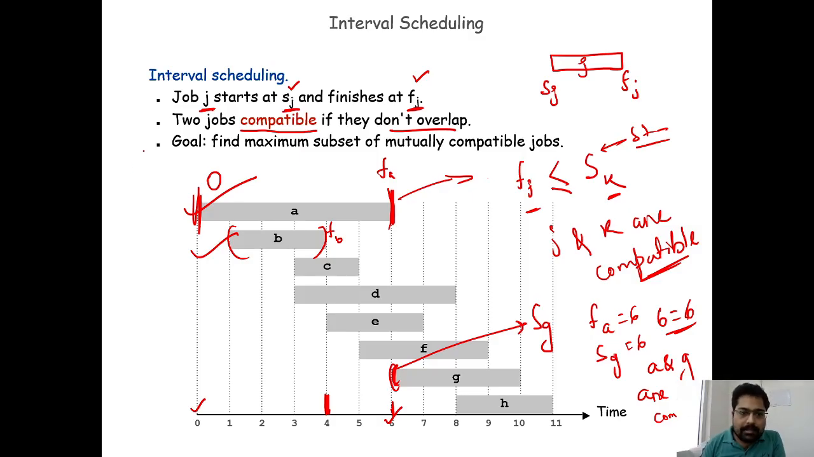So our target here, the goal is set: find the maximum subset of mutually compatible jobs. Means we need to find out the maximum number of mutually compatible jobs. Okay, so here you can say if I am picking a, the compatible will be g, and if a and g are selected, no more jobs could be selected based on the starting time. Suppose I am keeping c.